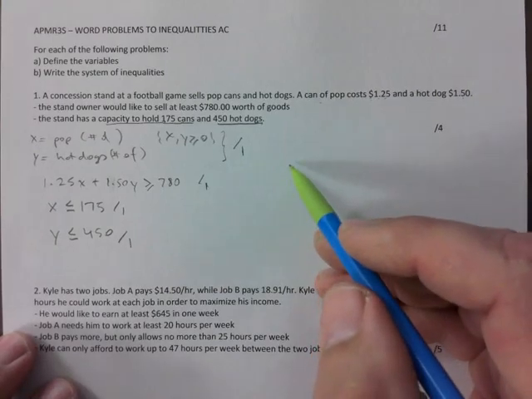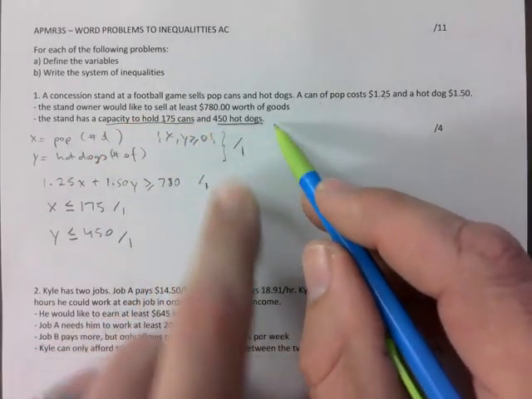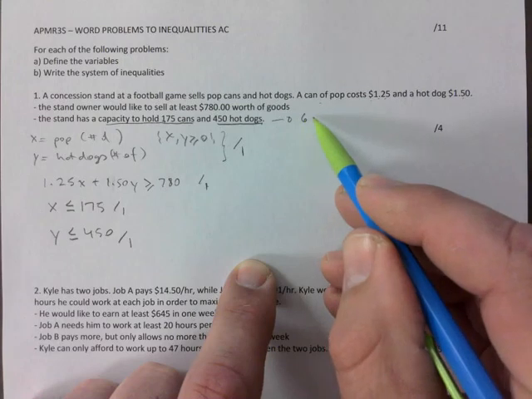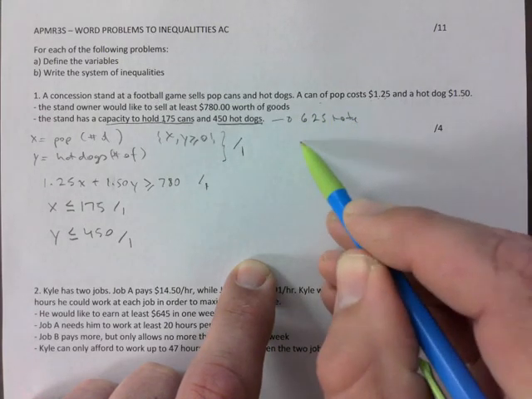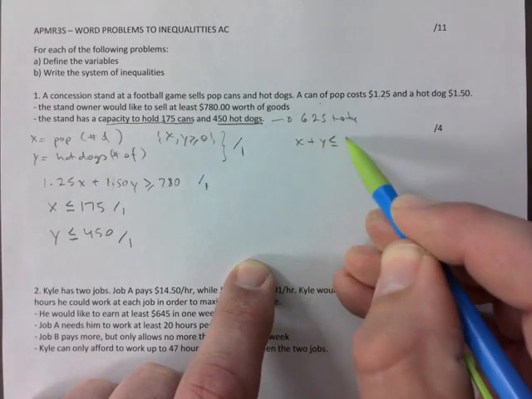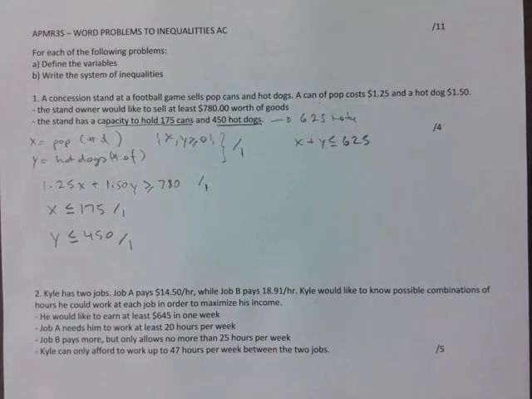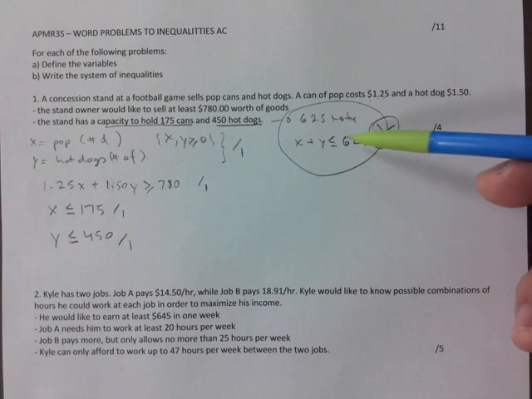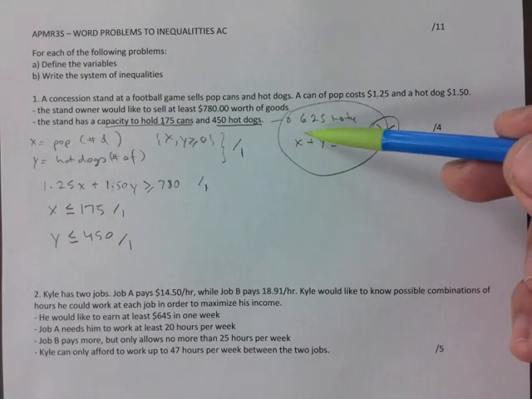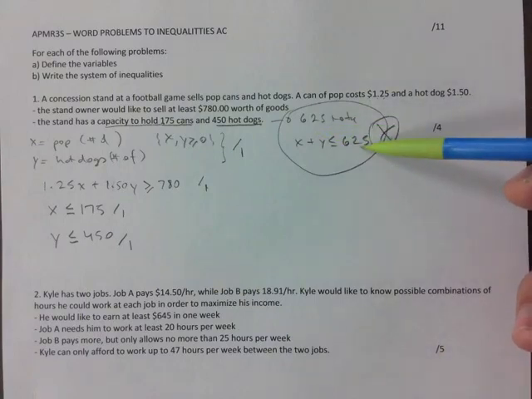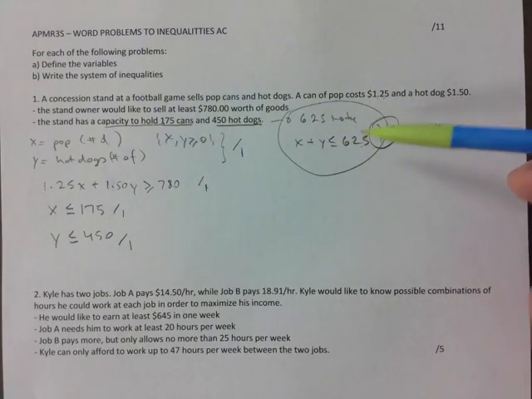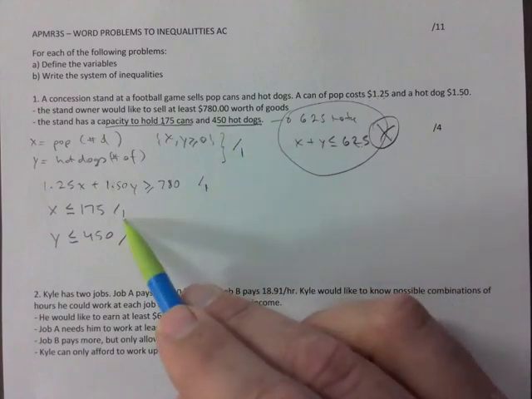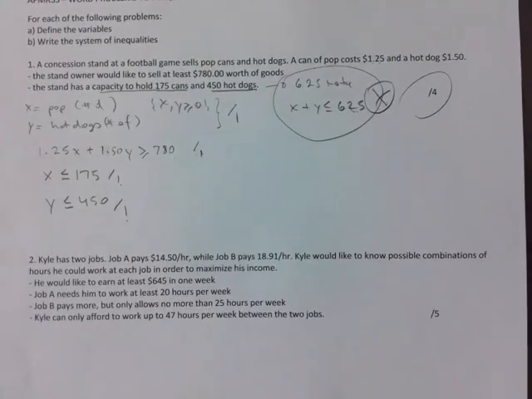Okay, so in that case, what I have sometimes is students adding these up, right? Don't write this down, but this would be 625 total. So some students try something like this, okay? But that is incorrect. This is not right, because it's not saying the stand can hold a maximum of 625 items combined. That would be this statement, but it's not saying that. Okay, so 1, 2, 3, 4. That's why this one is out of 4. So make sure you have that written down.